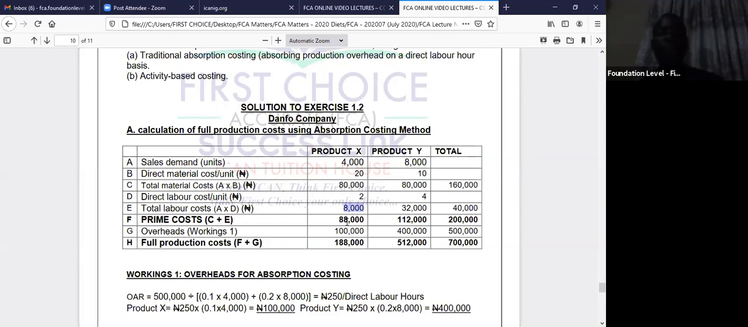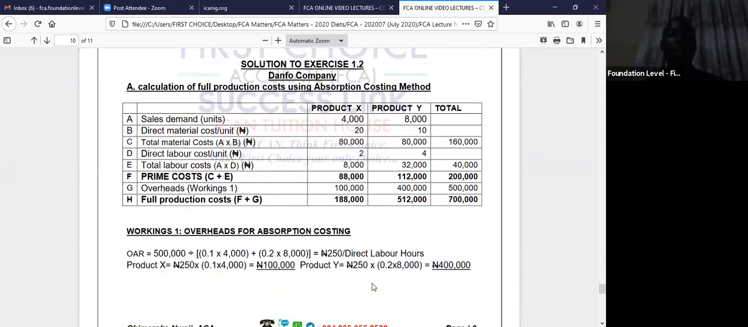88,000 is your prime cost. Of course, when you do the same thing for product Y, you get 112. And when you add them up together, you have 200,000 total as your prime cost. Then you have your overheads. Now, we are told to see workings. Now, this is where the marks are.